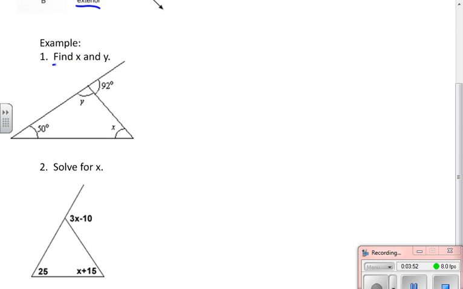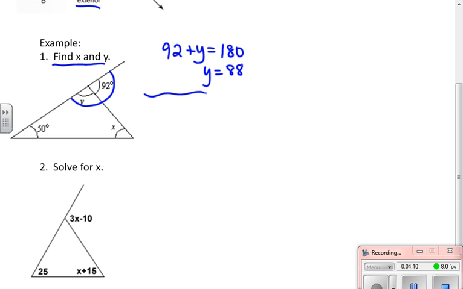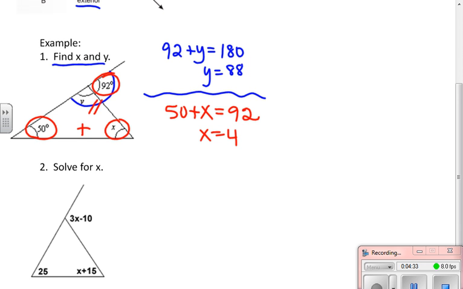Now we have a couple of variables here, x and y. Y is easy to find because that's a linear pair. So 92 plus y is equal to 180. Subtract 92 from both sides, and we end up with y is equal to 88. That's part 1. Now if I look at 92 and x and 50, and I need to come up with some relationship to find x, I could add those two, and they need to equal this. 50 plus x equals 92. Subtract 50 from both sides, x equals 42.